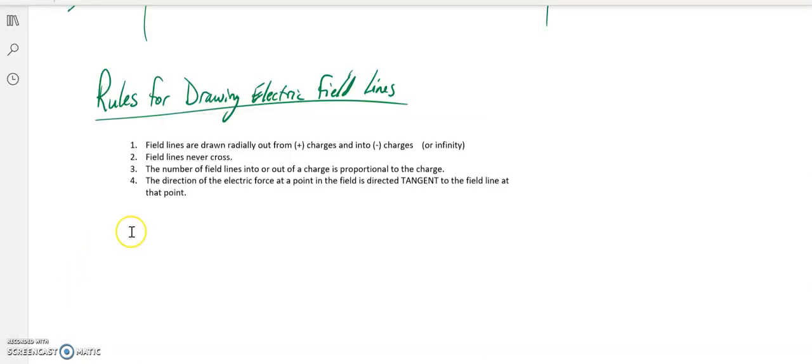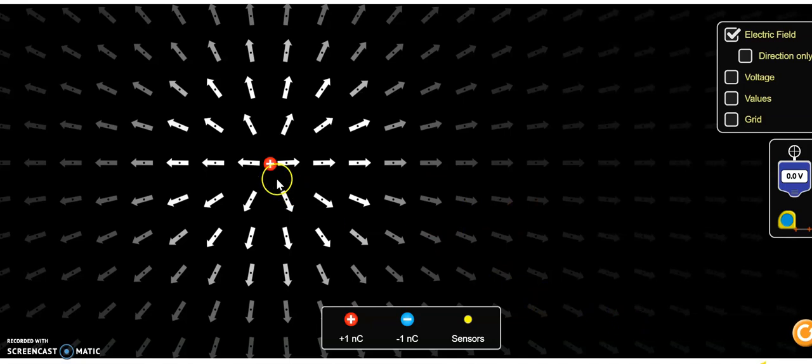Rule number 4: the direction of the electric force, either push or pull, either attraction or repulsion, at a point in the field is directed tangent to the field line at that point. Okay, so let's take a look at that. We're using a different simulation here. I've got a positive charge and it's creating a field. The brighter the field line is, the stronger the field is at that point.